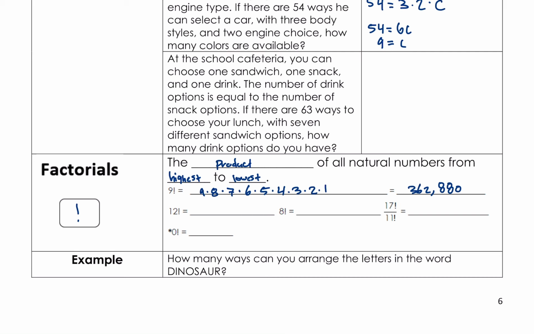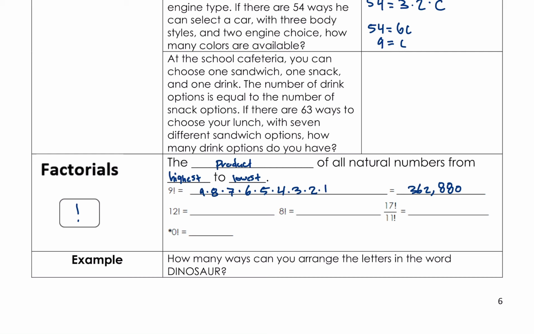So the factorial button is found on your calculator. There's a PRB button. You push PRB, and then I believe it's the third option. So if you were going to put 9 factorial in, you push 9, and then PRB, and then 3. And that'll give you a little exclamation point, which means factorial, and then you'll push enter.